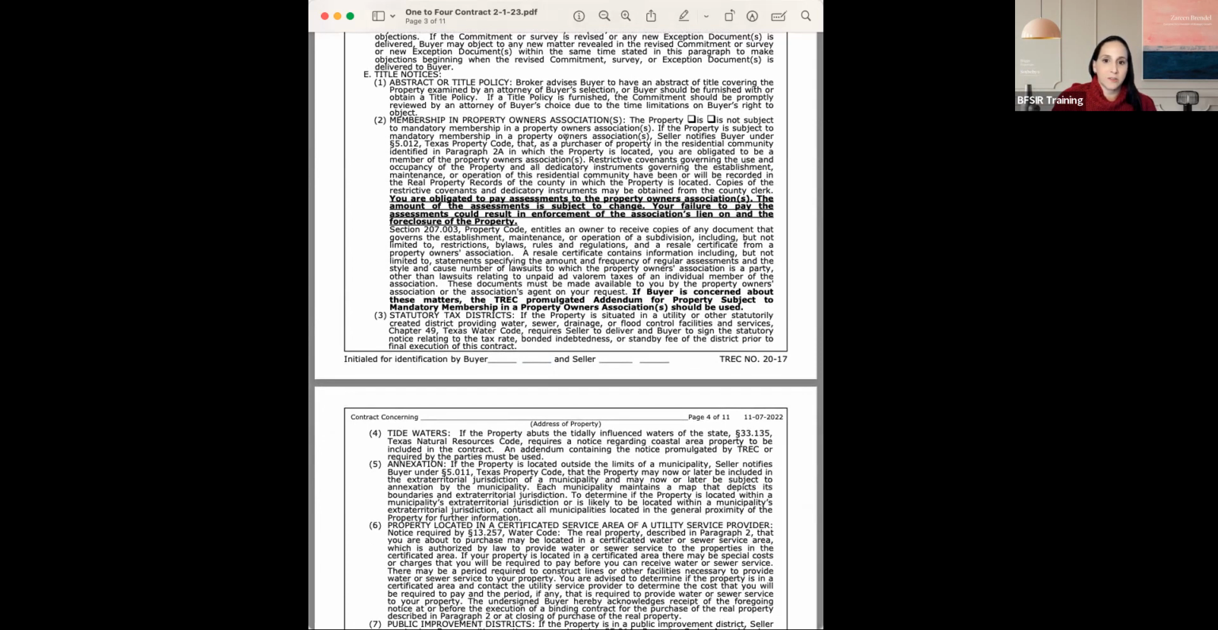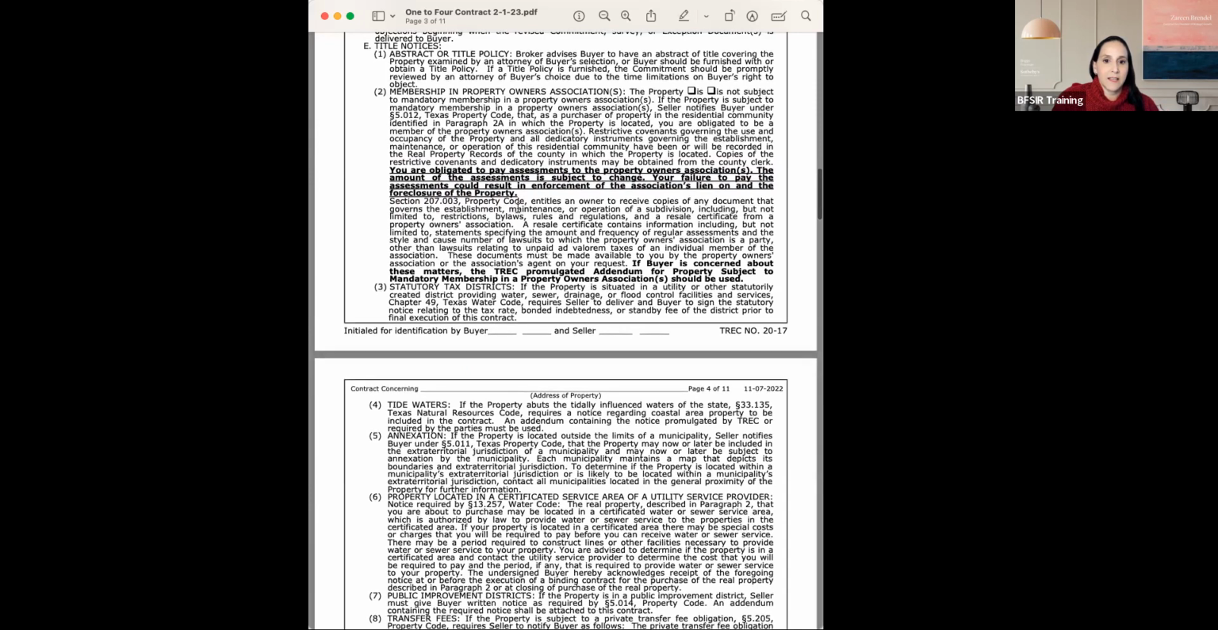Okay. So this property is or is not subject to mandatory membership in an HOA. If it is, then these are required notices that they're giving. And this is in bold, conspicuous language so that buyers understand that if you are buying a property in an HOA, you will be required to pay assessments. They don't want anyone to be surprised. They just want this to be in the contract so that the buyer is on notice.